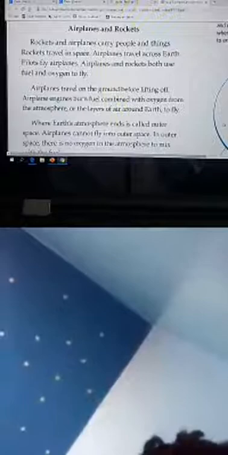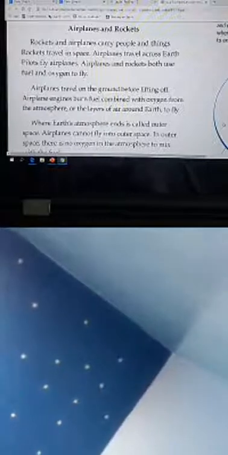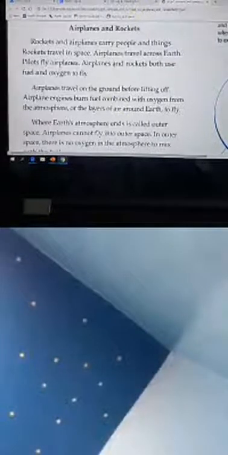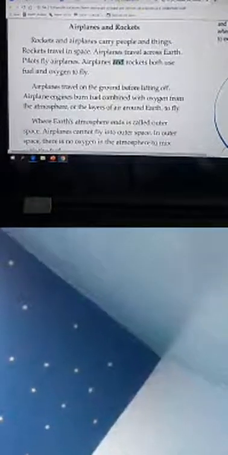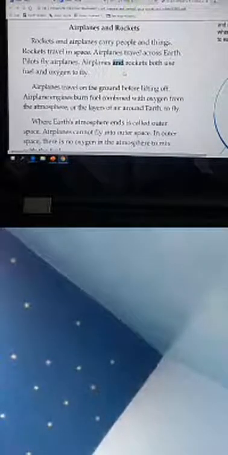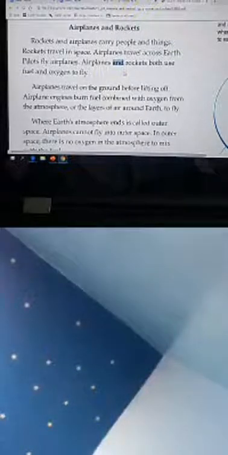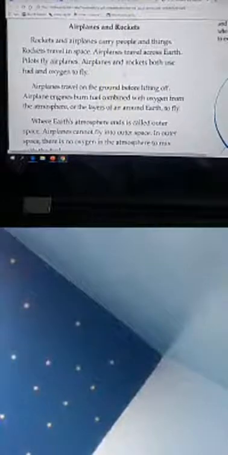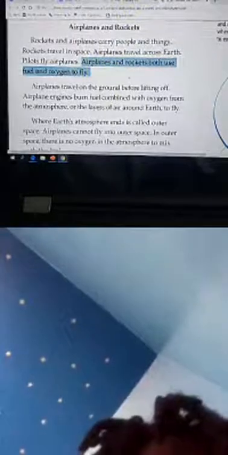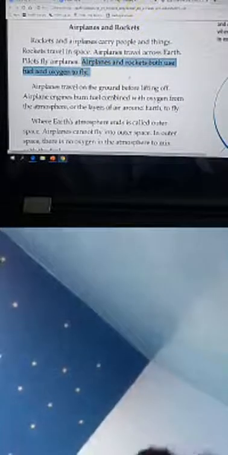Airplanes and rockets both use fuel and oxygen to fly. Do you see any clue words in that sentence that we can use to determine if we're going to compare or contrast? It's compare because it's saying "and." And that's a clue word here. Do you see another clue word that could possibly give us an indication it is to compare? In this statement here.